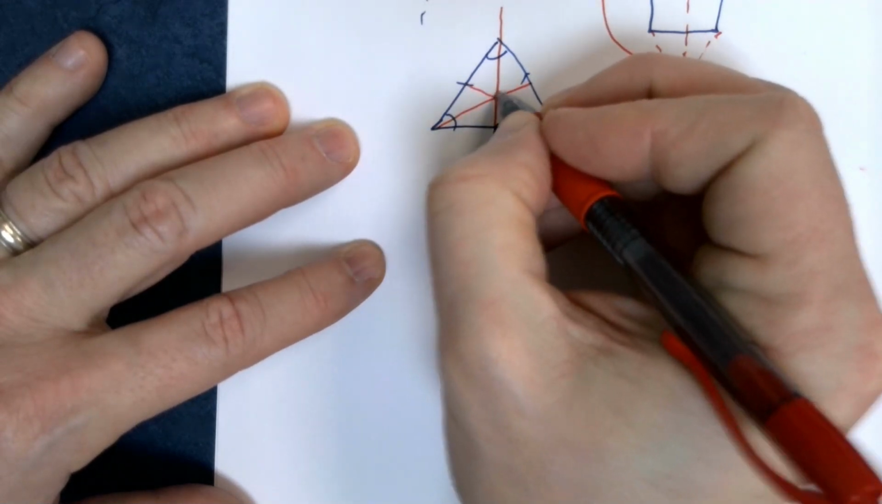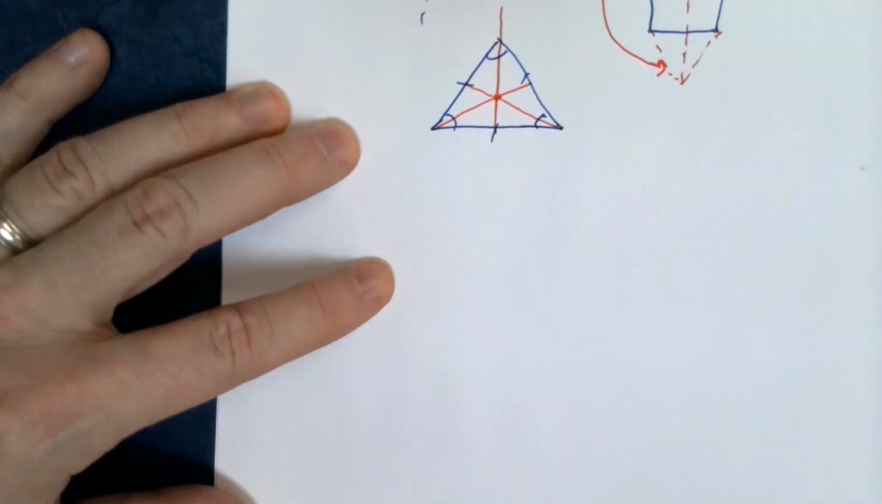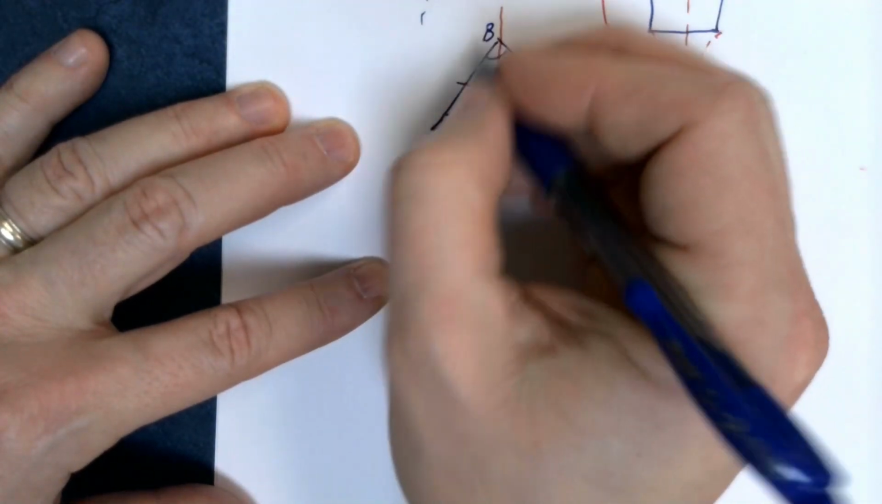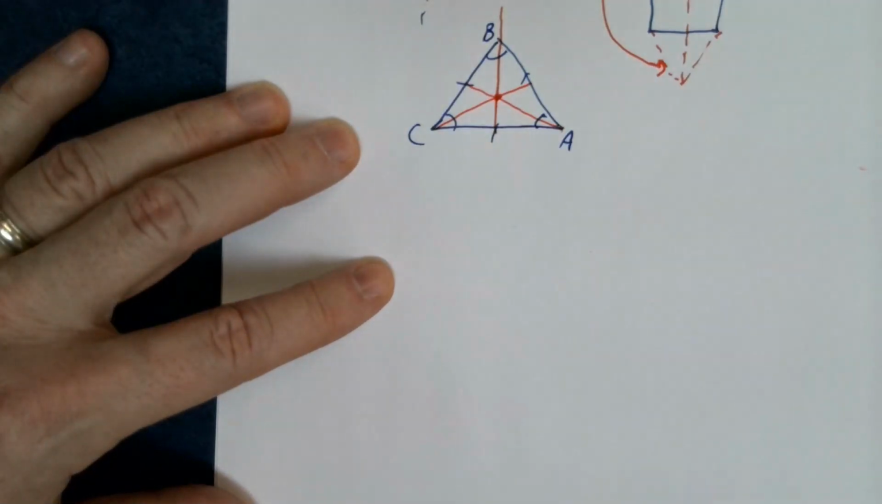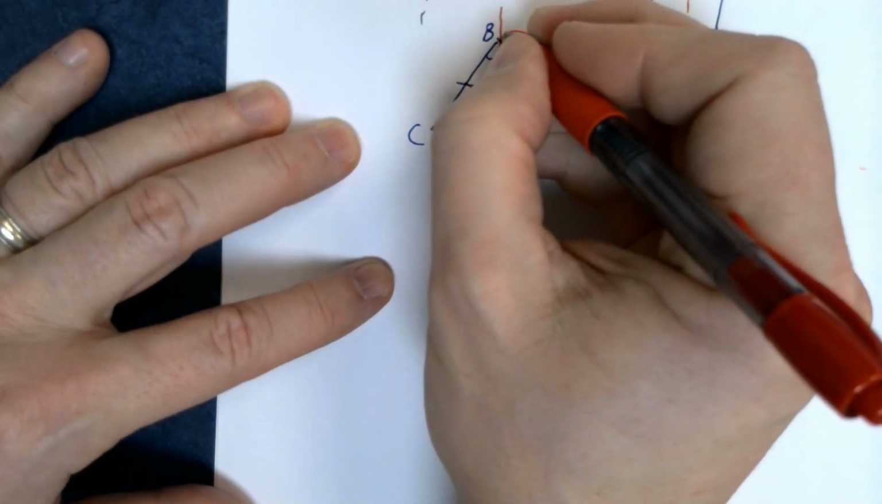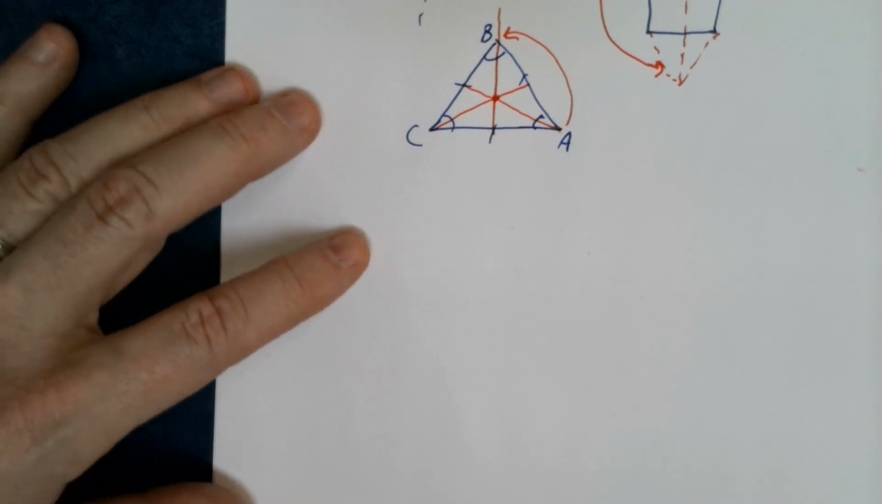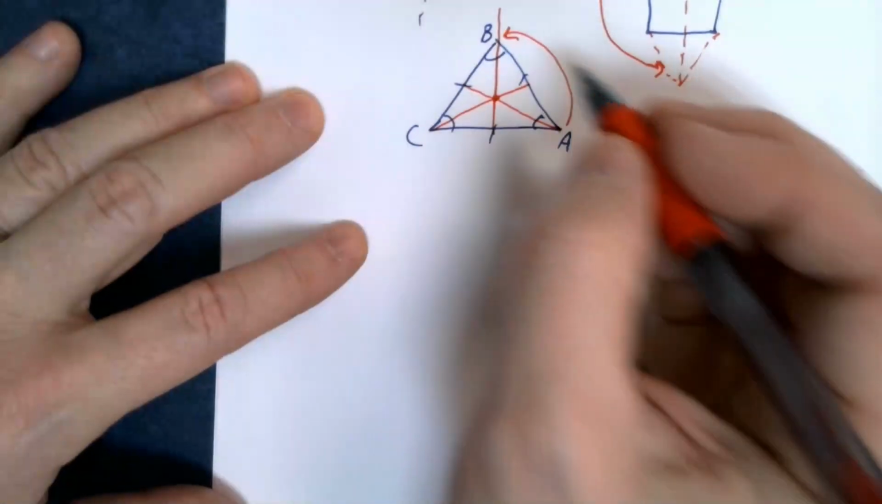Spun this right around this point, then to get from A directly on top of B, and from B directly on top of C, I'd be spinning it that much. Now, the question is, how much is that? Well, it's pretty easy if you think about it this way.